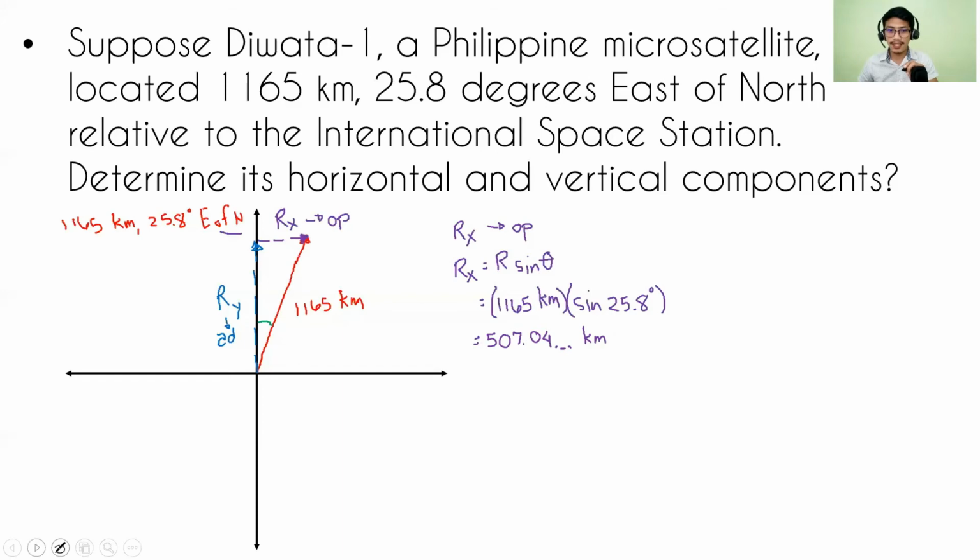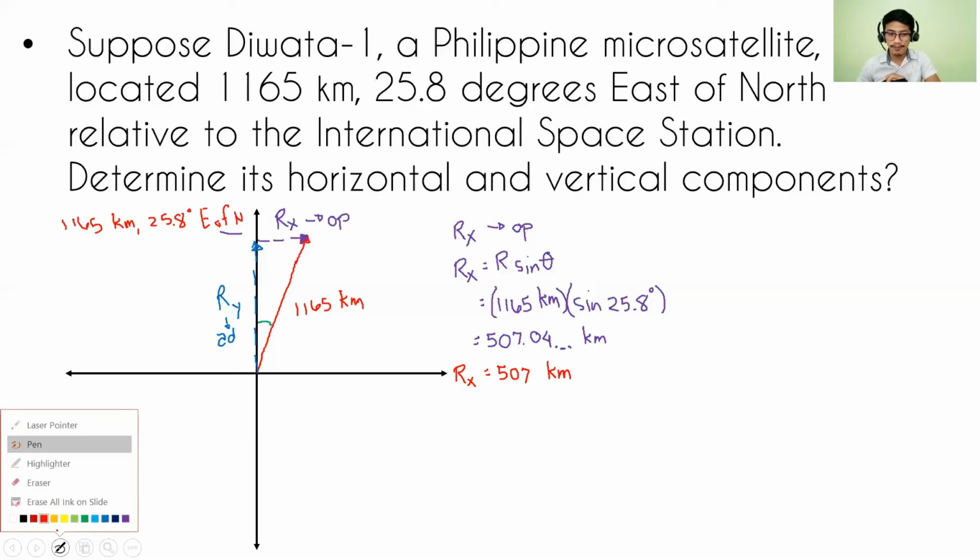And since that is multiplication, that means we need how many significant figures? We need 3 significant figures kasi least yung 3. So that means our Rx is 507 kilometers, our horizontal component. Nakuha? 507 kilometers. Now, let's proceed to our Ry.